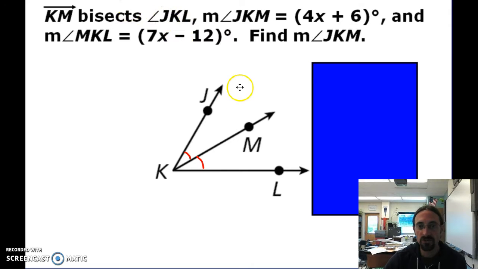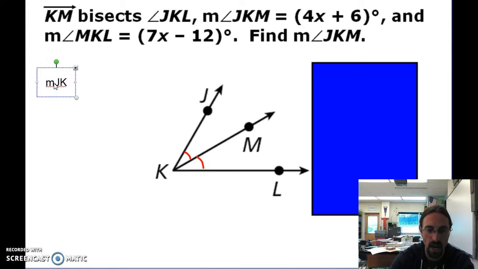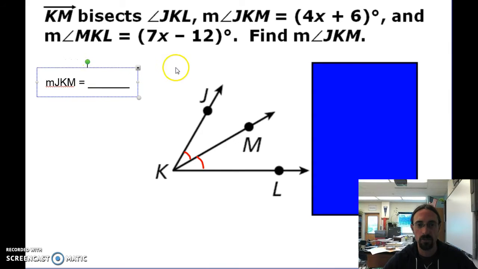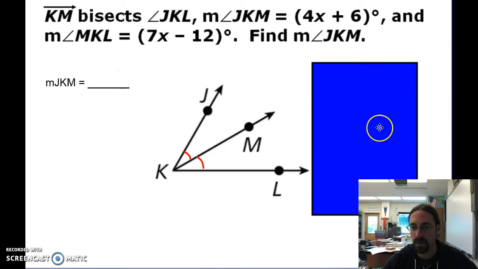So when you want to solve a problem like that, set them equal. The measure of JKM is equal to 4x plus 6 degrees. And the measure of MKL is 7x minus 12 degrees. Find the measure of JKM. I am not leaving this problem until I find the measure of JKM equals. It's a great idea to just write this out somewhere right off the bat and say, hey, I am not leaving this problem until I fill in that space.